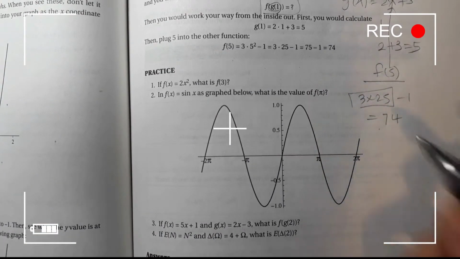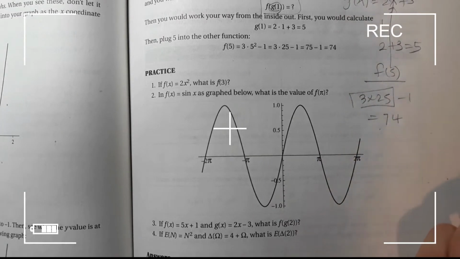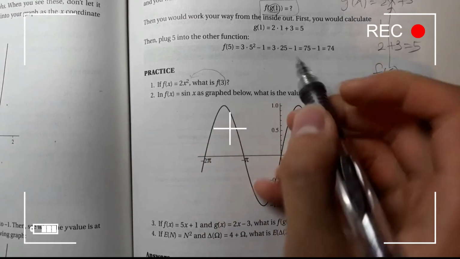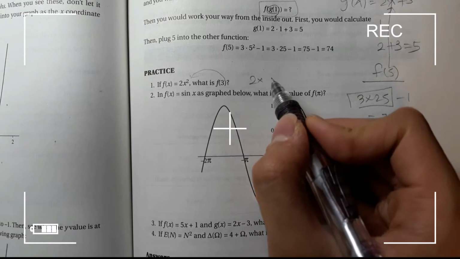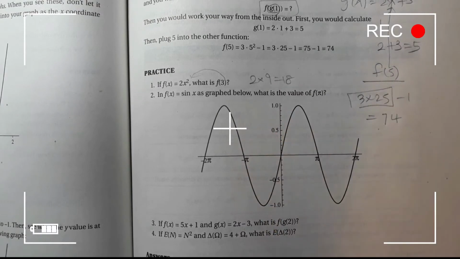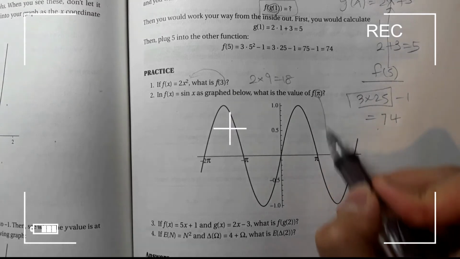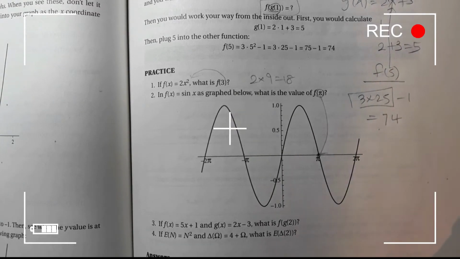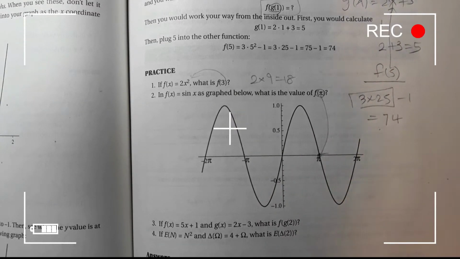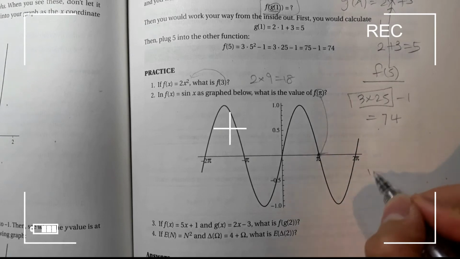Okay, f(x) equals 2x squared. What is f(3)? So basically you plug it into the x, which is 2 times 3 squared, which is 9, equals 18. Next, f(x) equals sine x as graphed below. What is the value of f(pi)? So it will be the x value, which is here. So the y value will be 0.